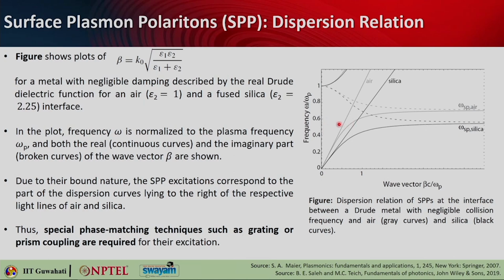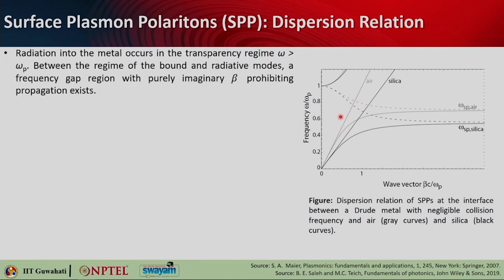And we will see how we are able to excite surface plasmons on an air interface or silica interface. So, for silica, you have to look at this black line as your light line. For the SPP at the air interface, you have to look at this gray line, okay, fine.